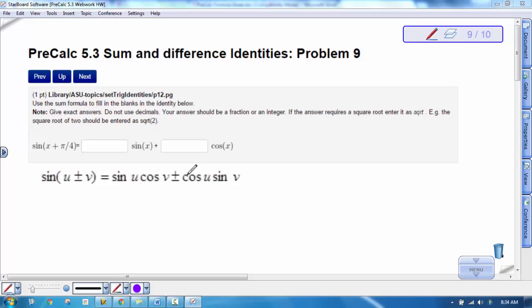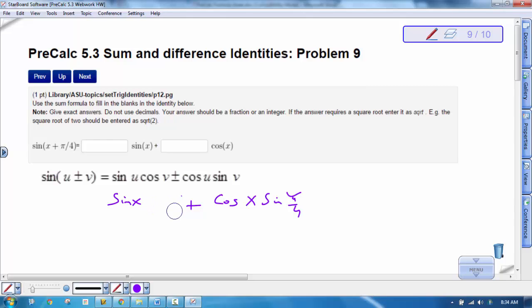Okay, the next problem wants us to just use the sum formula here. So the first angle is x, so it's going to be sine of x, cosine of pi over 4. And then we have plus, so we're going to stay in the top here with a plus, cosine of x, sine of pi over 4. And it wants us to simplify this.